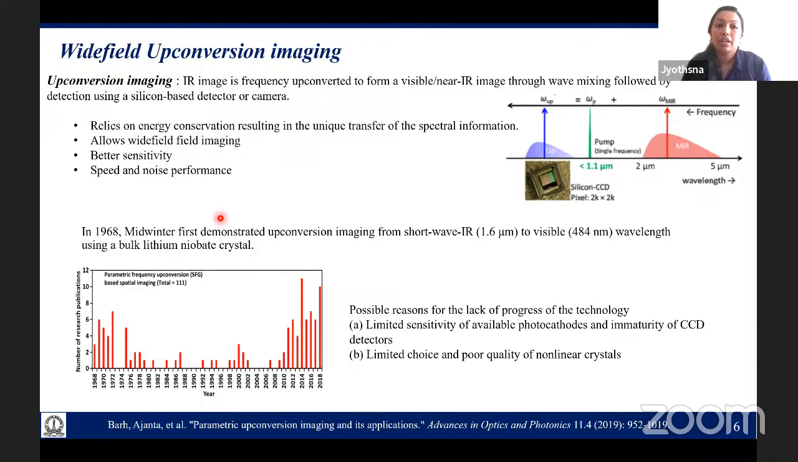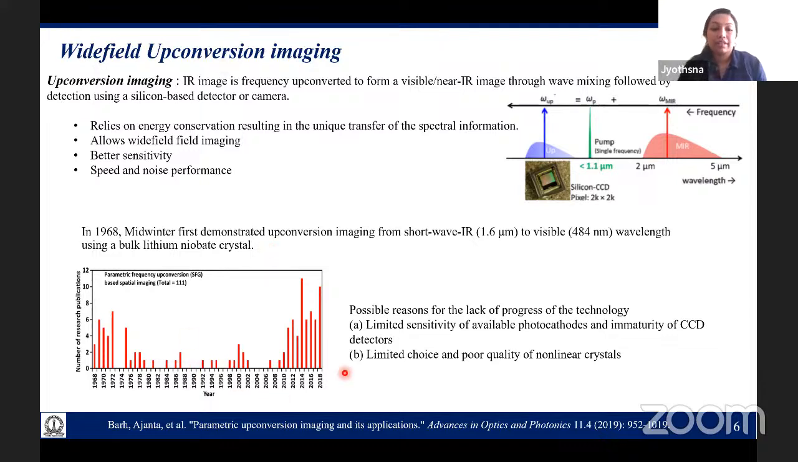Upconversion imaging, as I mentioned, is a technique in which the IR information is frequency converted to a near IR or visible image through a nonlinear optical process, and then detected using a silicon-based camera. One advantage is better sensitivity, speed and noise performance due to the visible detectors, and they also allow wide field imaging. The first ever demonstration of up conversion imaging was in 1968 by Midwinter, where he up converted 1.6 micron to a visible wavelength of 484 nanometer, and he used a bulk nonlinear lithium niobate crystal.